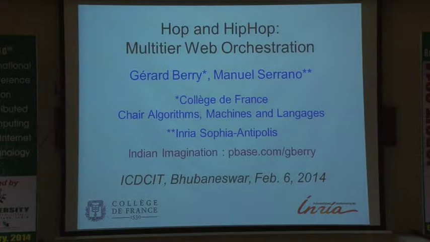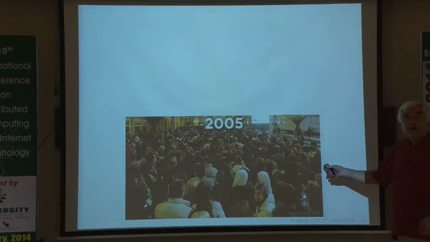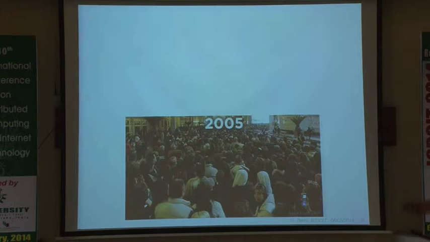Okay, so I will talk about distributed programming for the web. The web has changed a lot, and these two photographs are well known, but I think they are still useful. This is the election of the Pope in 2005, of Pope Benoit XVI. This is the Saint-Pierre place in Rome, San Pedro, where the Pope is announced. So this is 2005, when the Pope was announced.